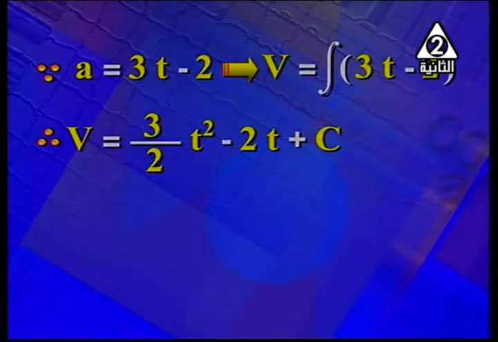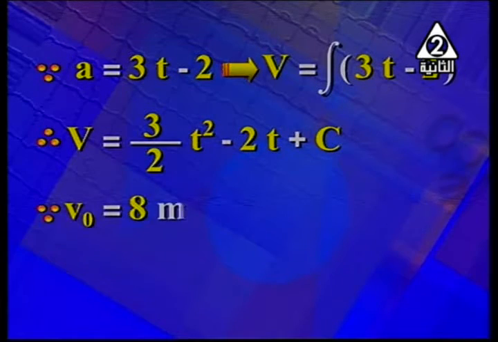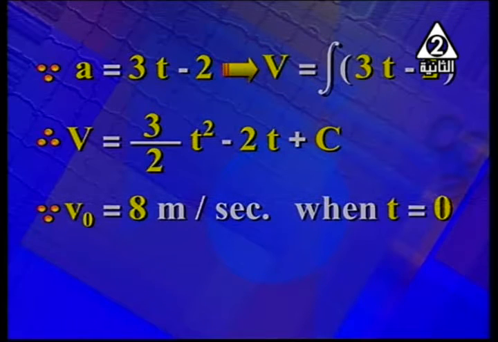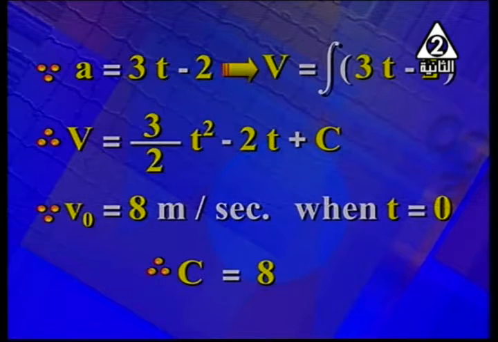v equals the integration of 3t minus 2. What is v? v equals 3 over 2 t squared minus 2t plus c. v naught equals 8 when t equals 0. Therefore, by using t equals 0 and v naught equals 8, we find the constant c is 8. Then v equals 3 over 2 t squared minus 2t plus 8.